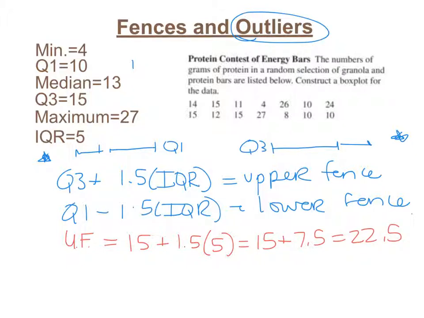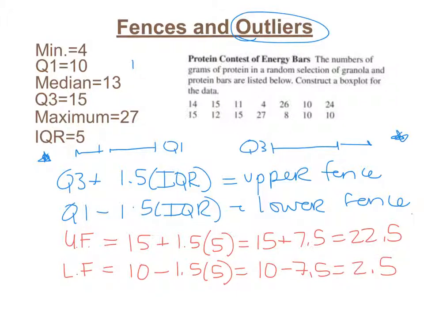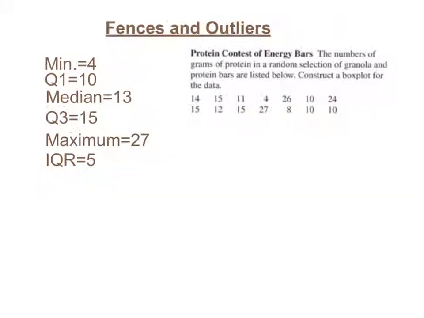The lower fence is 10 minus 1.5 times 5. 10 minus 7.5. 2.5 is the lower fence. So outliers are 26 and 27 and 24. Those are outliers. There are no lower outliers. Anything above 22.5, anything below 2.5 is an outlier. Now we are going to construct a box plot.